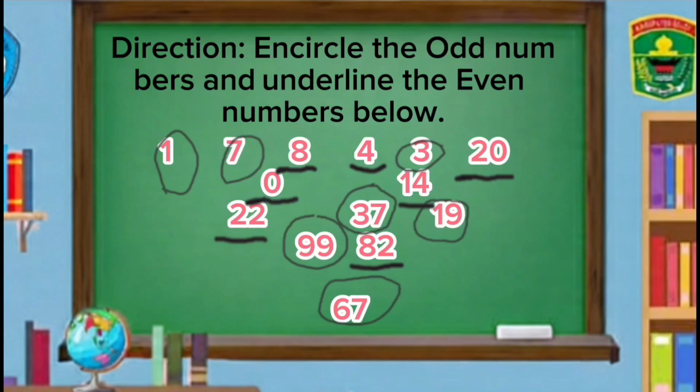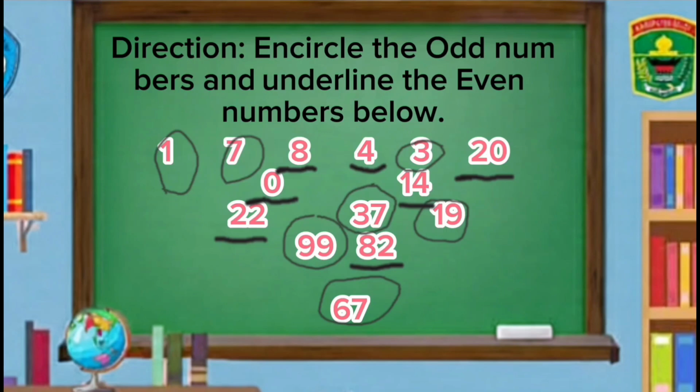Okay, is 0 odd or even? Explain your answer. Alright, 0 is considered an even number because it meets the definition of an even number. It's an integer that is divisible by 2 with no remainder. In other words, 0 can be divided by 2 without leaving a fraction, making it an even number.